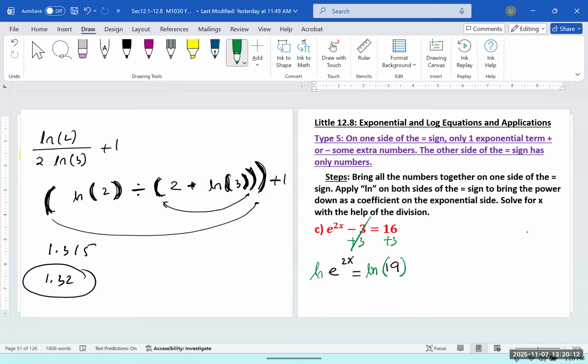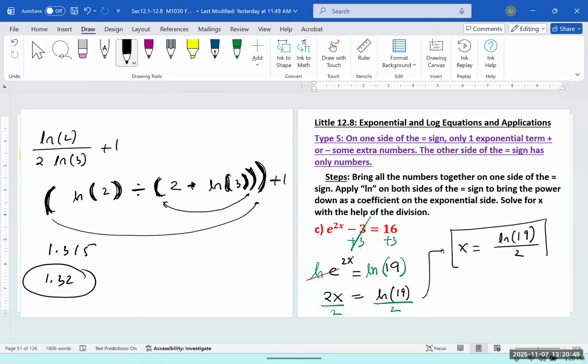Now ln fights e so hard that they both die. As a result, there is no exponential term anymore. We have a simple algebraic term, 2x, on one side, and the other side is a number, ln of 19. What is our last step? Divide by 2. So x equals ln of 19 divided by 2.